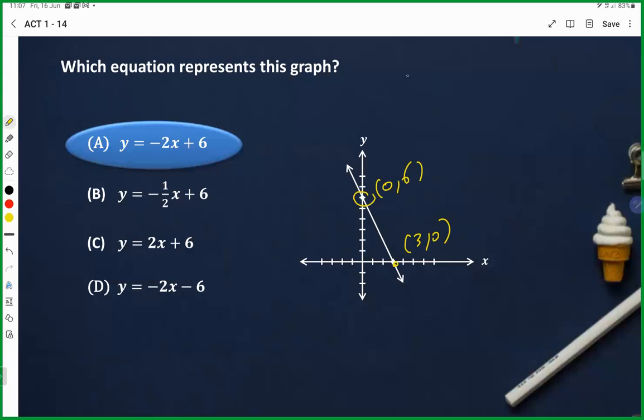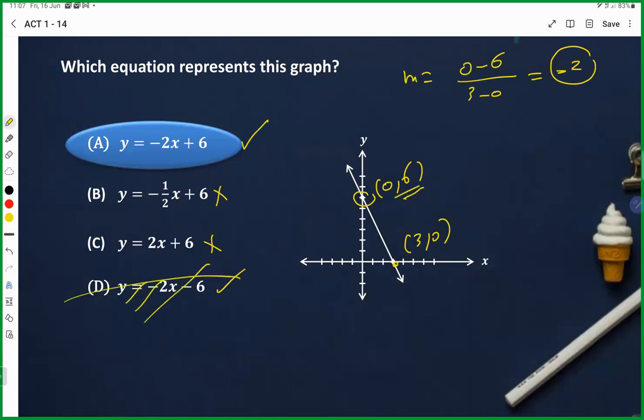Okay. Now, what's the slope? Gradient is equal to 0 minus 6 over 3 minus 0. That is equal to what? Negative 2. When the slope is negative 2, I have the graphs that go downward. Is the y-intercept positive 6 or negative 6? Positive 6, so this one is out. So my choice is A.